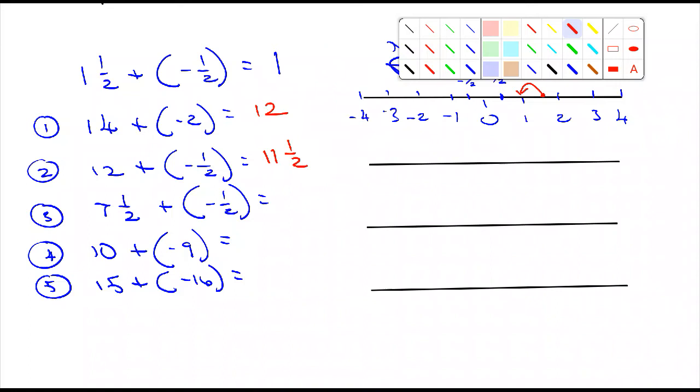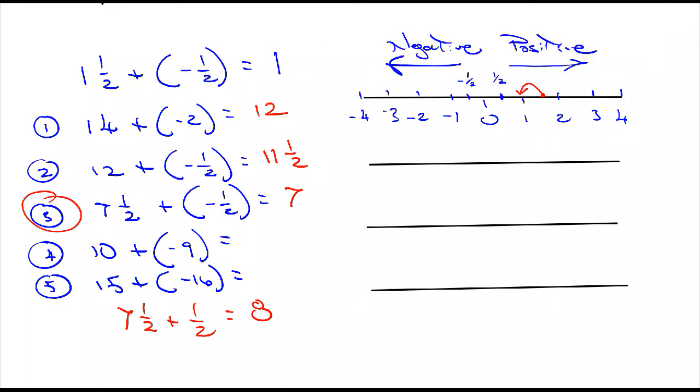All right, number 3. Mr. Cosgrove. What did you get for number 3? 7. Yeah, 7. Again, you're adding a negative number. See, if I wrote 7 and 1/2 plus 1/2, what's the answer? You guys would all know it's 8. But we're not adding a half. We're adding a negative 1/2. And that's really just the opposite. It's like subtracting. Okay?